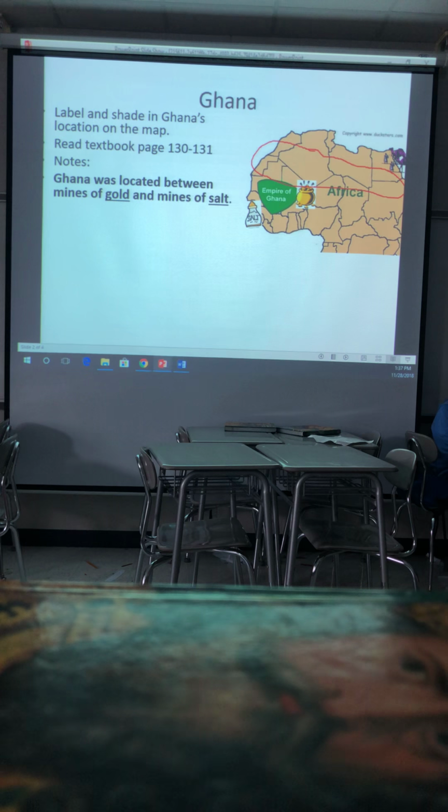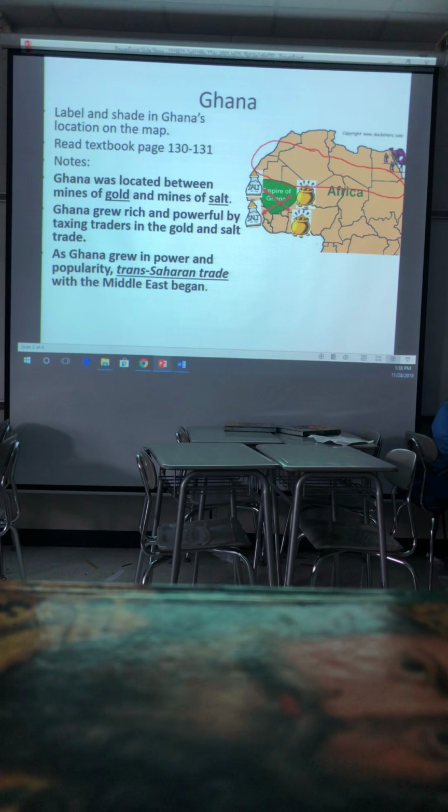Ghana was located between mines of gold and mines of salt. Stuff is pretty valuable today, really valuable back then, okay? All right, Ghana grew rich and powerful by taxing traders in the gold and salt trade. As Ghana grew in power and popularity, trans-Saharan trade with the Middle East began.